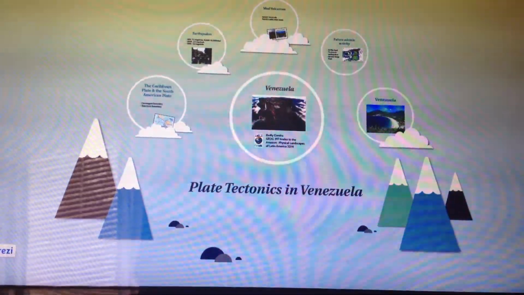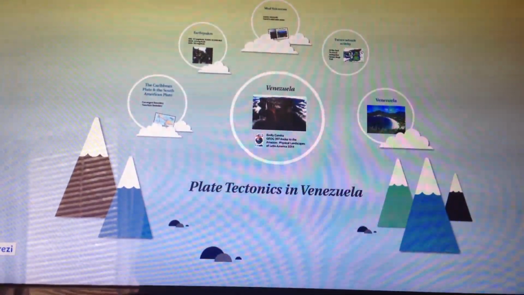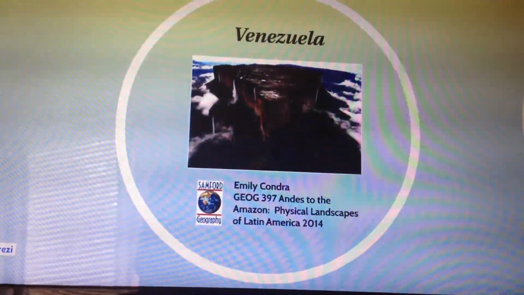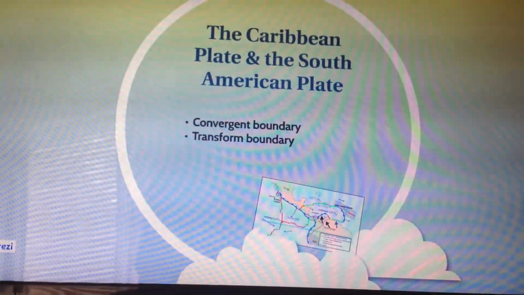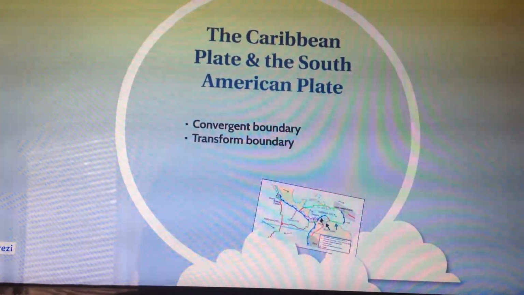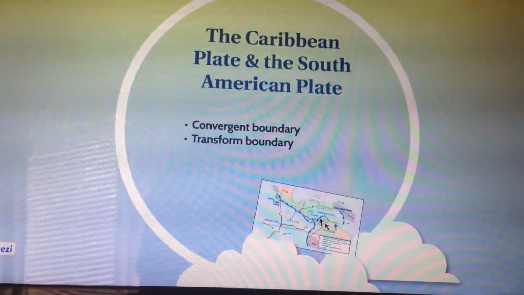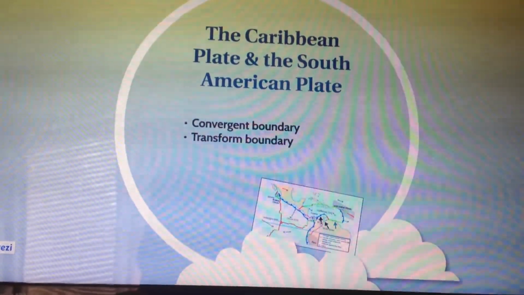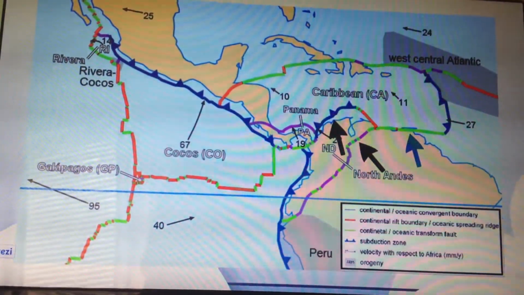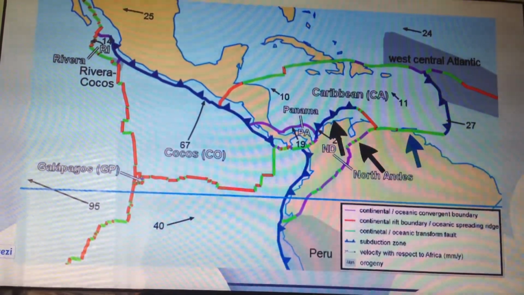Guys, it's Emily here to talk about the plate tectonics in Venezuela and the two different types of plate boundaries that we can find in this region: a convergent boundary and a transform boundary between the Caribbean plate and the South American plate. And from the reading on internal processes from class, we know that a convergent boundary is when plates collide and result in the removal or compression of the surface crust.